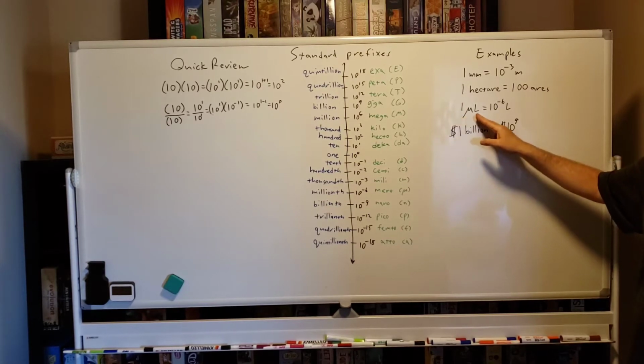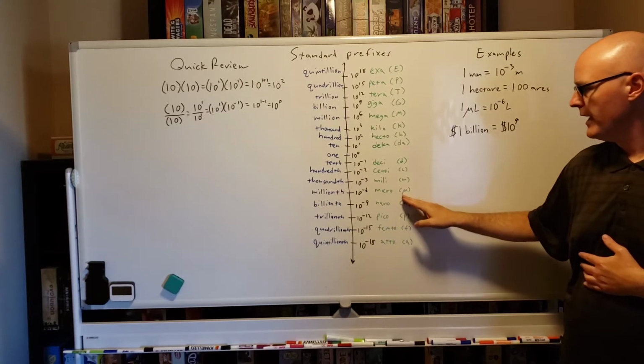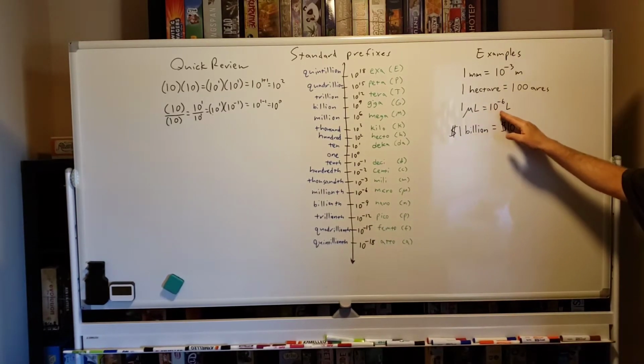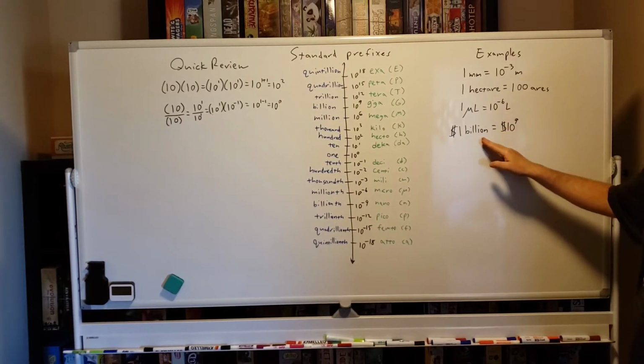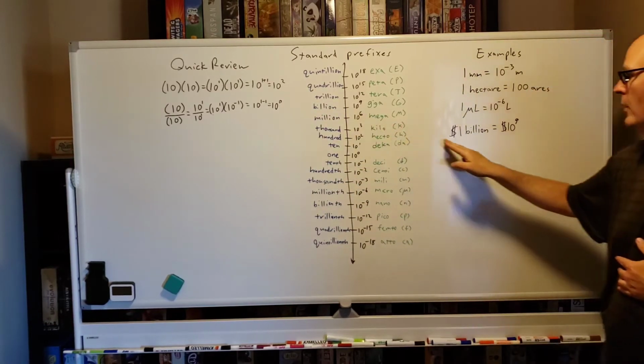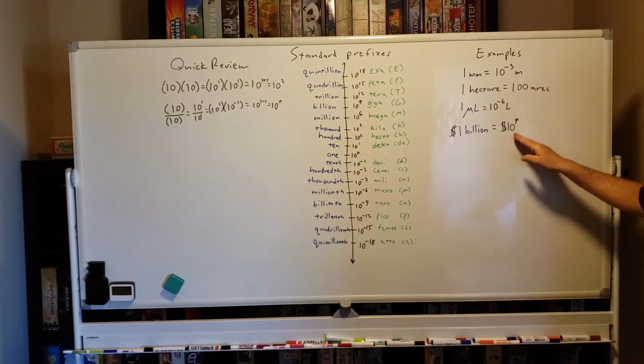1 microliter: micro is 10 to the minus 6, so 1 microliter is 10 to the minus 6 liters. $1 billion: billion is 10 to the 9, so $1 billion is $10 to the 9.